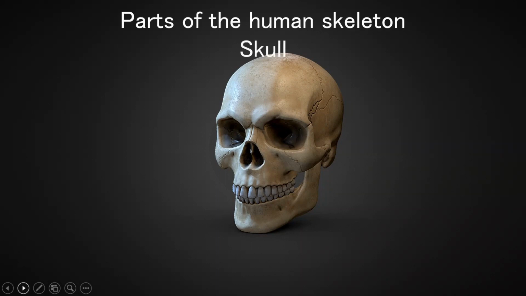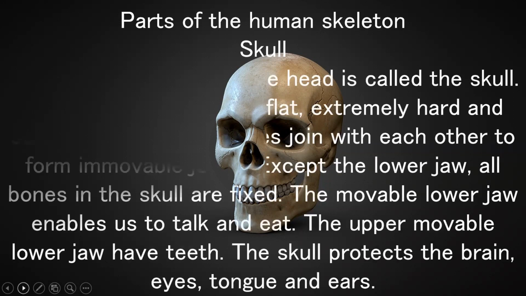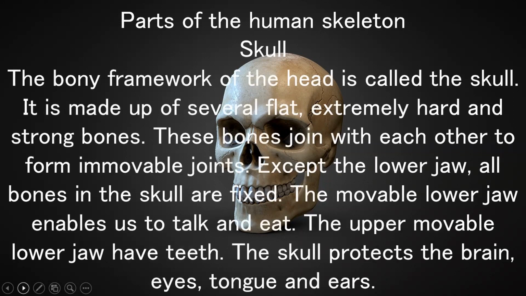So first we are going to learn the skull. The bony framework of the head is called the skull. It is made up of several flat, extremely hard and strong bones. These bones join with each other to form immovable joints. Except the lower jaw, all bones in the skull are fixed. The movable lower jaw enables us to talk and eat. The upper and lower jaws have teeth. The skull protects the brain, eyes, tongue, and ears.